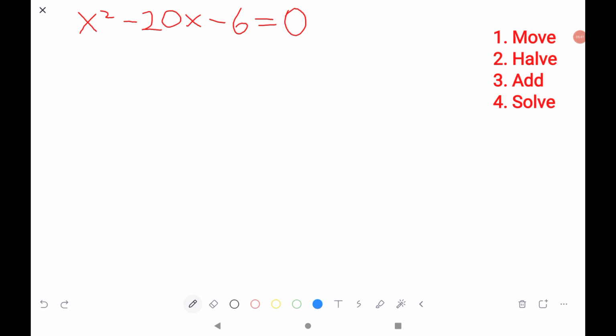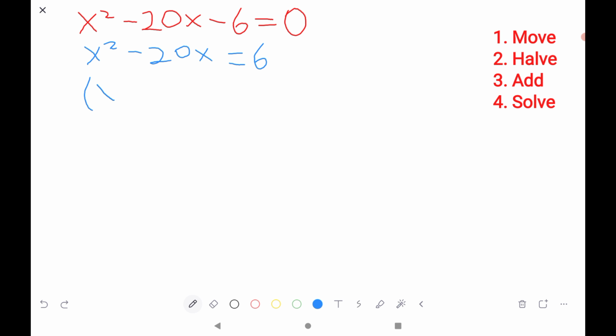Now let's move on to the final example. In this case, we're looking at x squared minus 20x minus 6 equals 0. So again, step number 1 to start off with. We're just going to move the minus 6 to the other side. And remember, when it moves, it's going to change sign, so it becomes a positive 6. Step number 2 is halve.